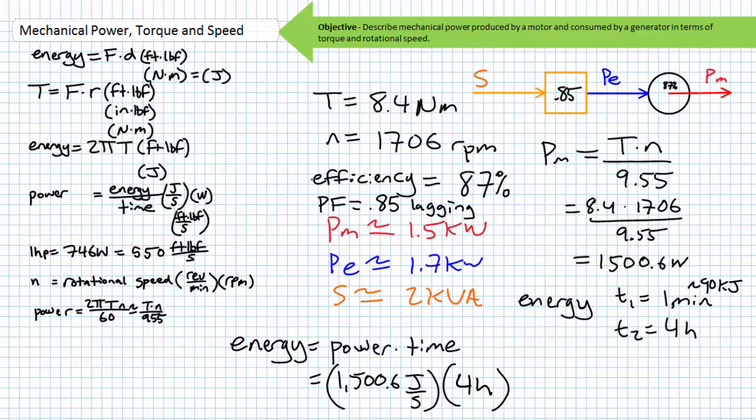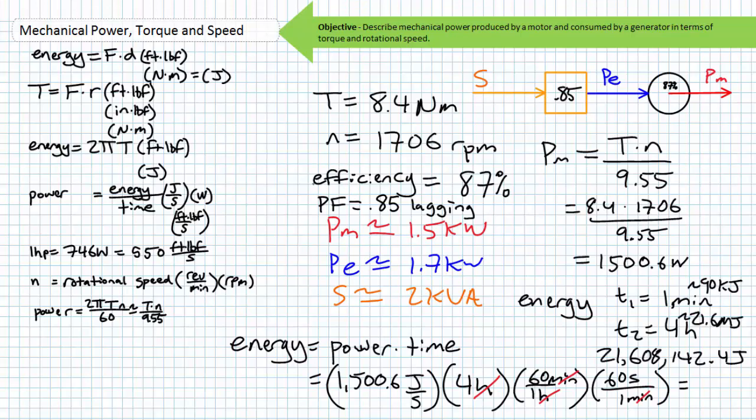If we use this same motor for a longer time span, it would deliver more energy. In the course of 4 hours, this motor would deliver approximately 1,500 joules of energy per second times 4 hours, where hours must be converted to minutes and minutes converted to seconds. And we're left with approximately 21.6 megajoules of energy having been delivered to the system over the course of 4 hours. It makes sense. When a device of given constant power rating is operated for 4 hours, it delivers substantially more energy to a system than if it was used for 1 minute.